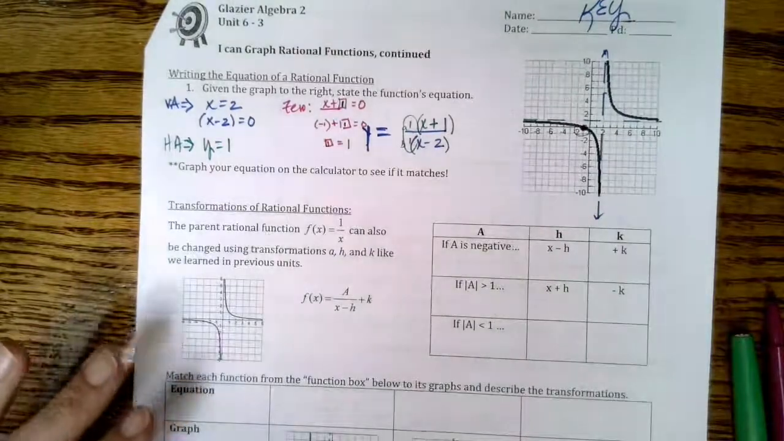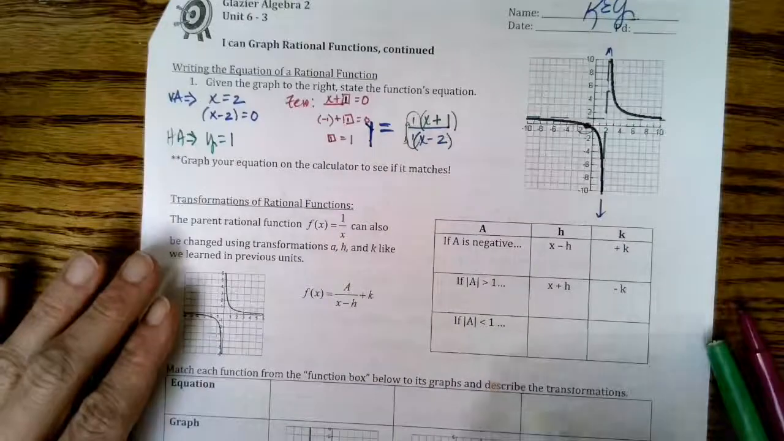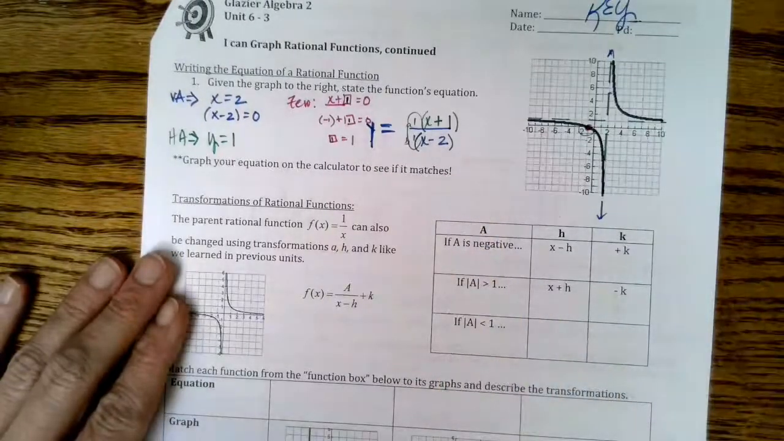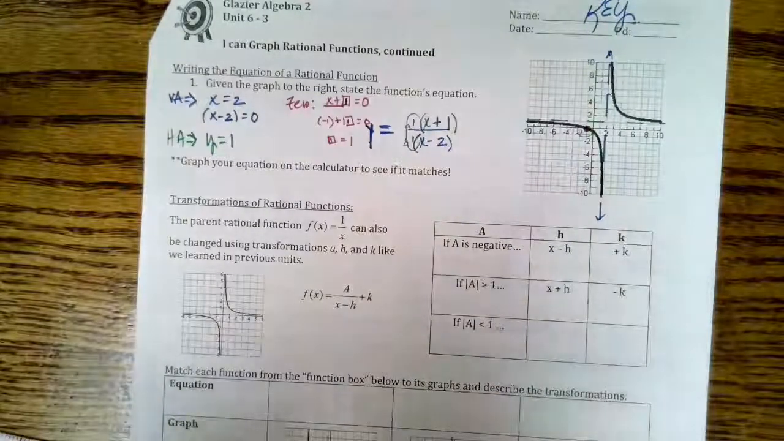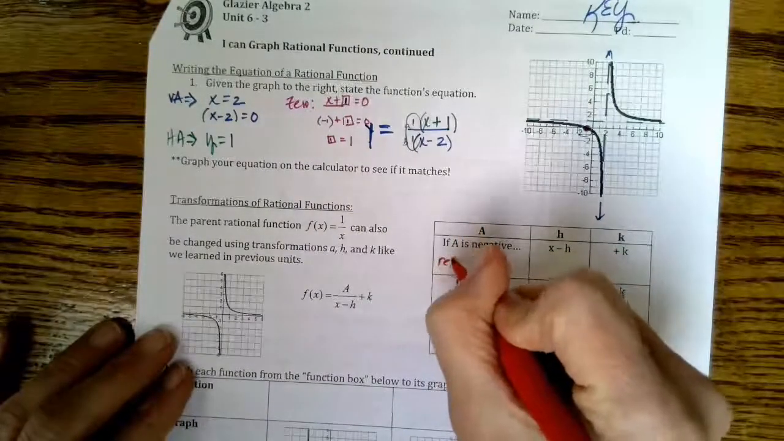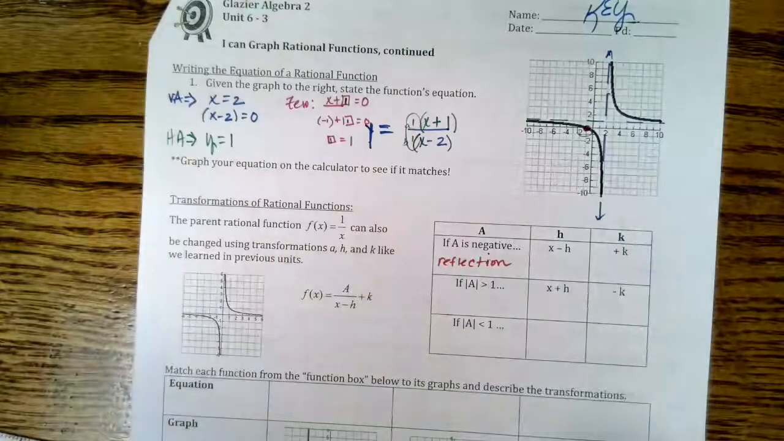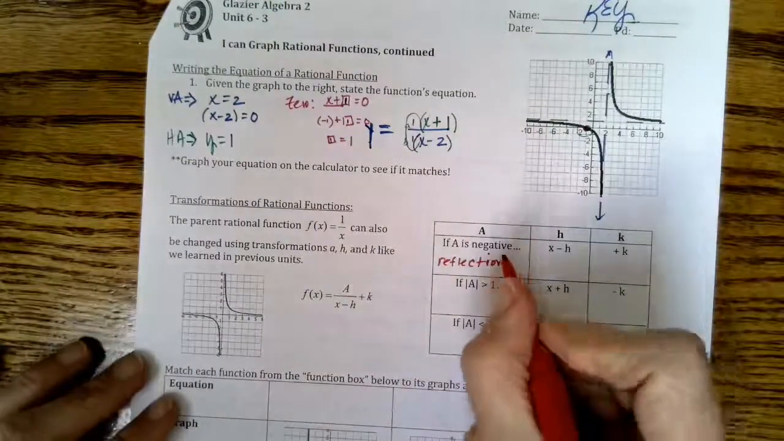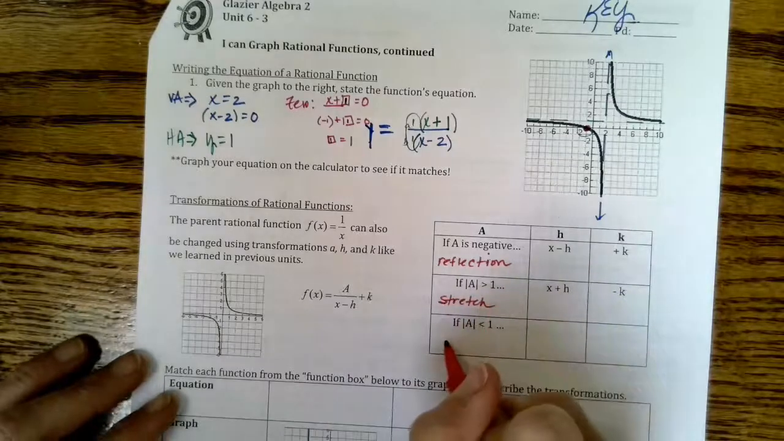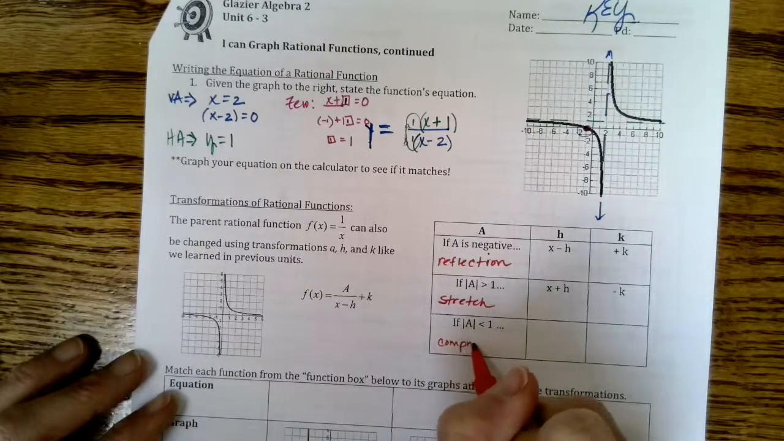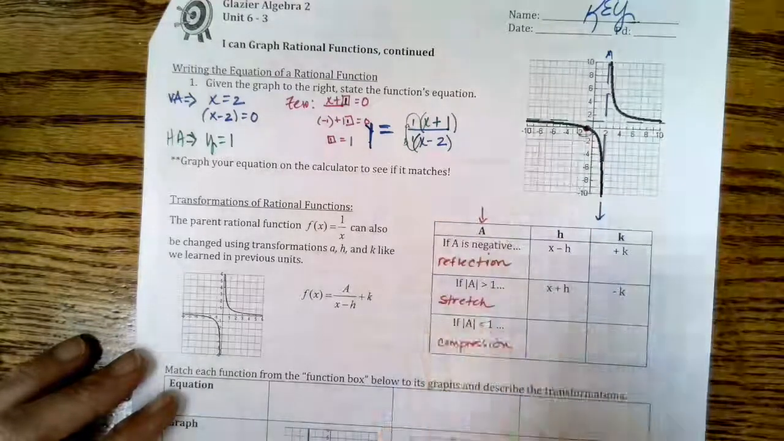Okay, when we're talking about transformations of these functions, we also want to talk about all these possibilities that can happen. So if a is negative, that is going to give us a reflection over the x-axis. If a is bigger than 1, that's going to give us a stretch. If a is less than 1, that's always our compression. That's our conversation about a.